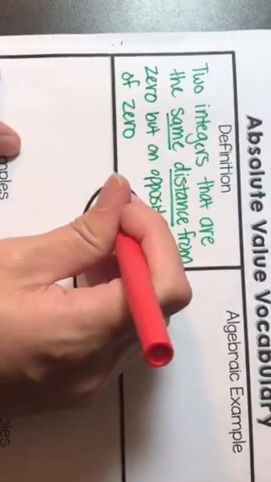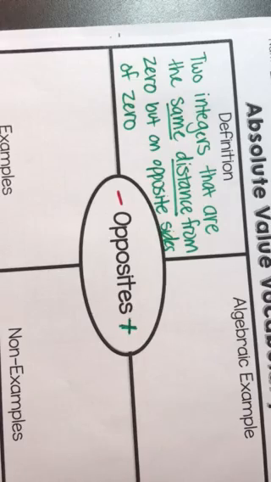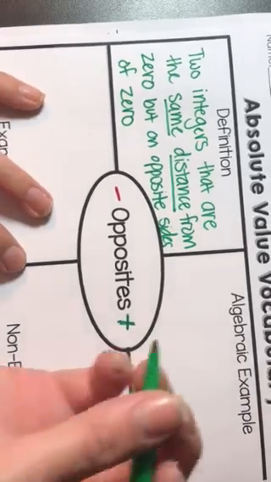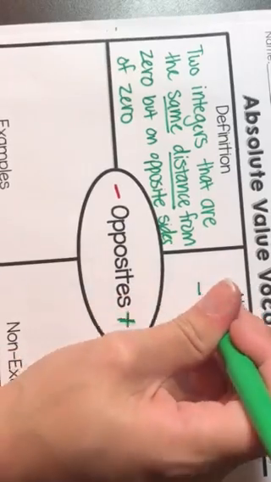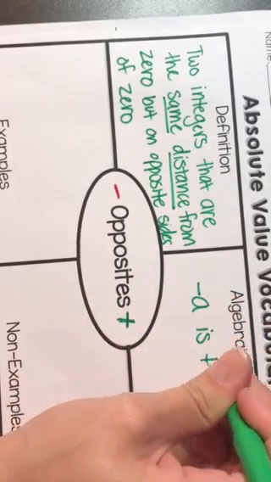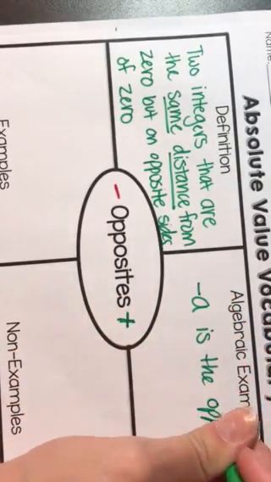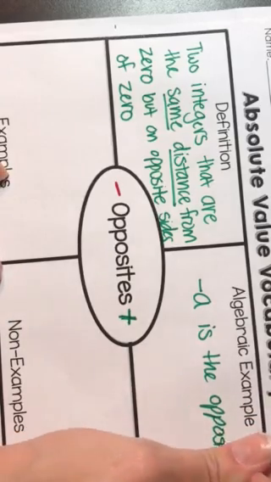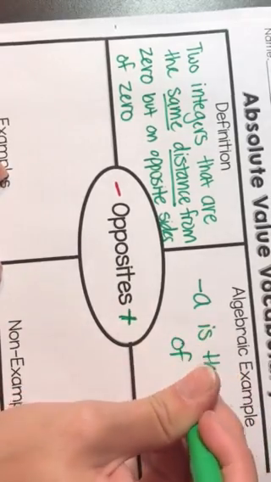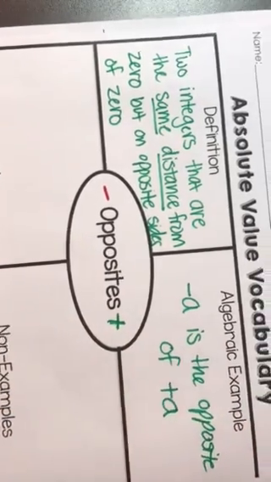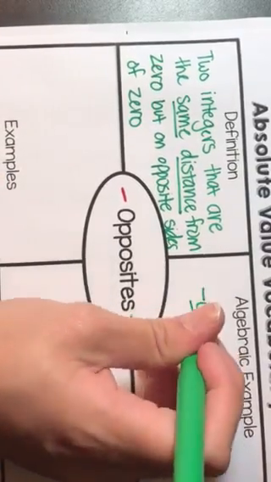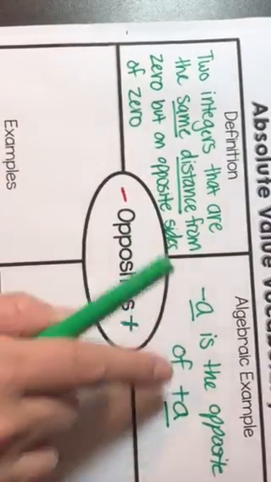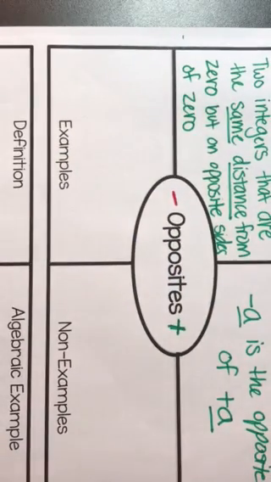other side is negative. The algebraic example would be something like, I'm going to get a new color. Negative A is the opposite of positive A. Now that's the algebraic example. I would put numbers in place of these variables or letters. So let's go to a real example.